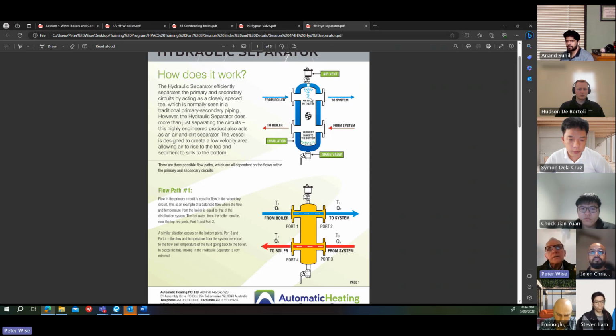But it also functions as an air and dirt separator as well. So it lets the air out automatically. And it's also got a drain valve, so you can drain any dirt that collects in the bottom of this little tank.